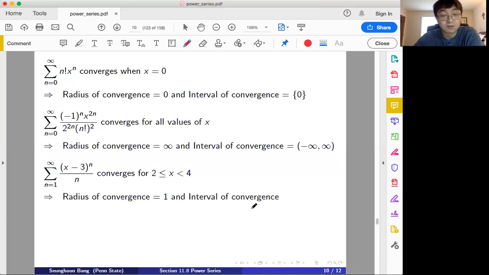What about the interval of convergence? The interval of convergence is the half-closed interval from 2 to 4. Only the left-hand point is included. This is the whole idea.